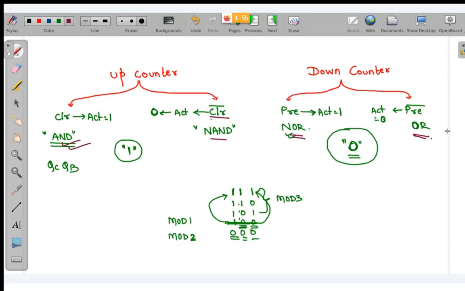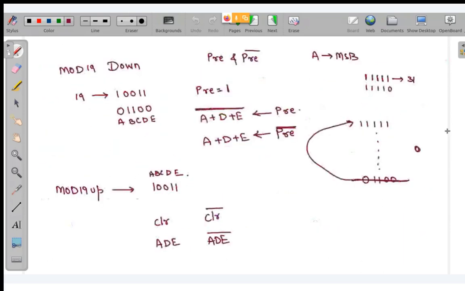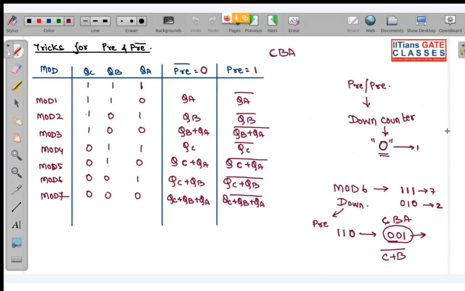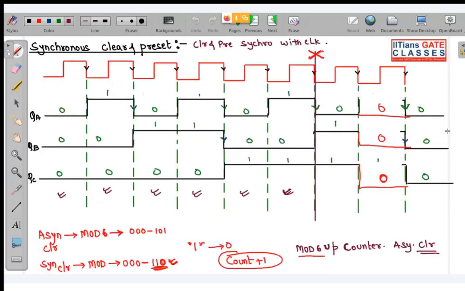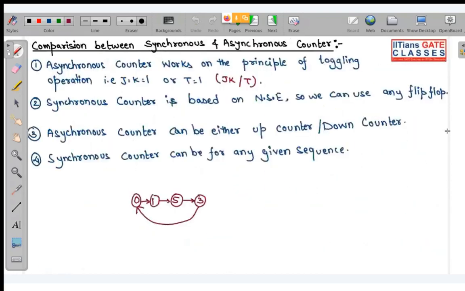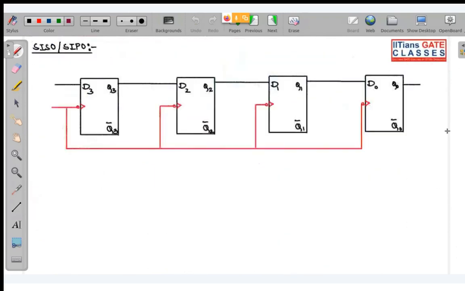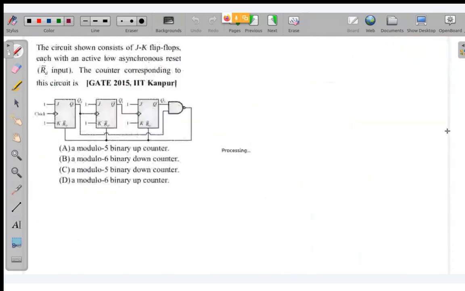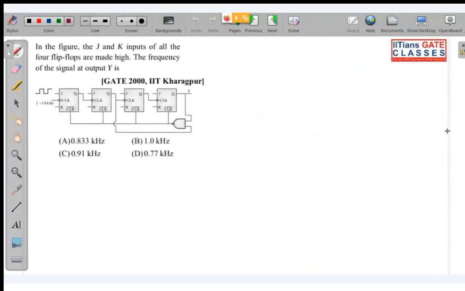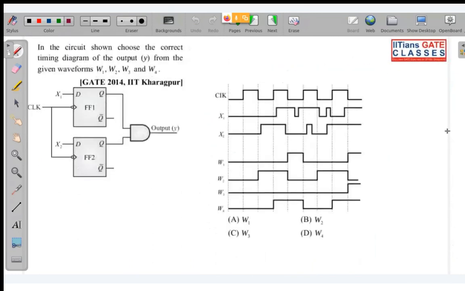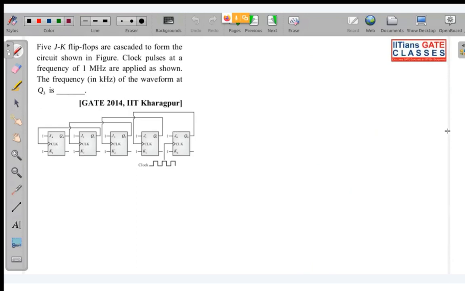Is this clear, Raju? Do you have some doubt? So we have done this or not? Yeah, it's okay. I know you have considered it active high. So it's okay, no issues. Okay, so where was the question? We have finished this question. Okay, tell me this question.